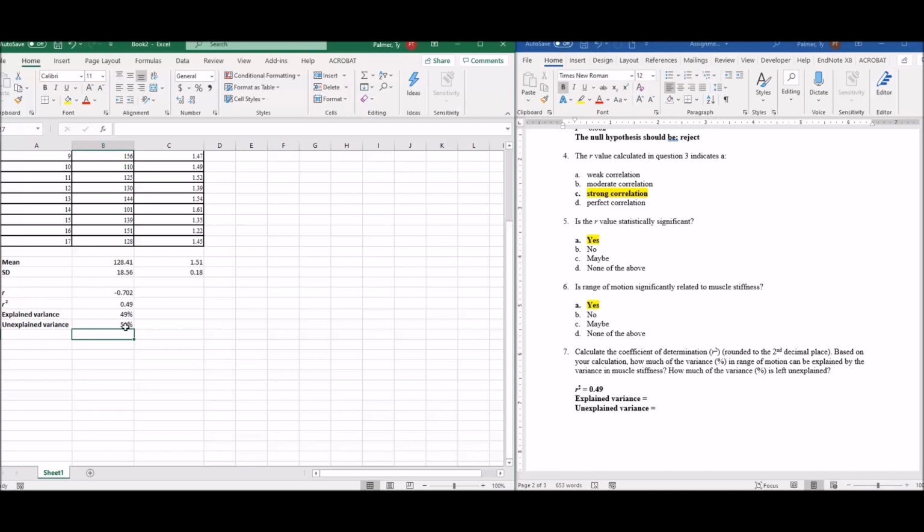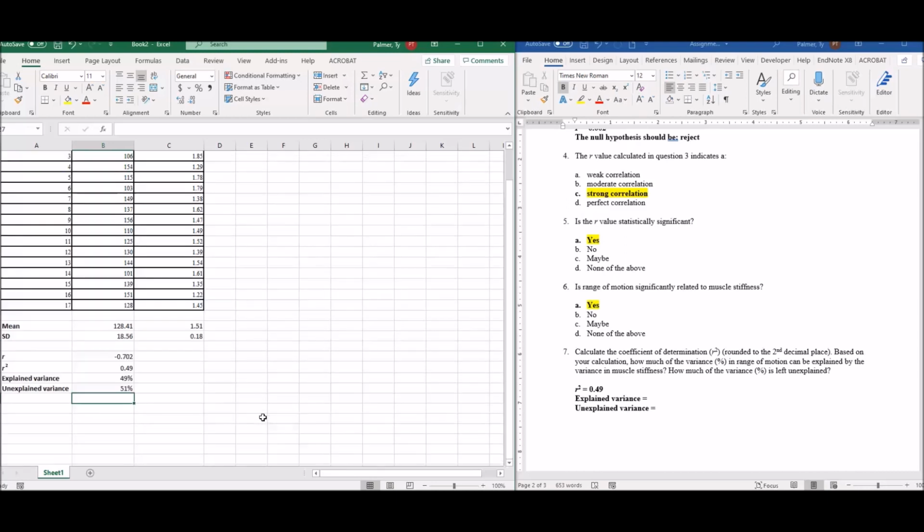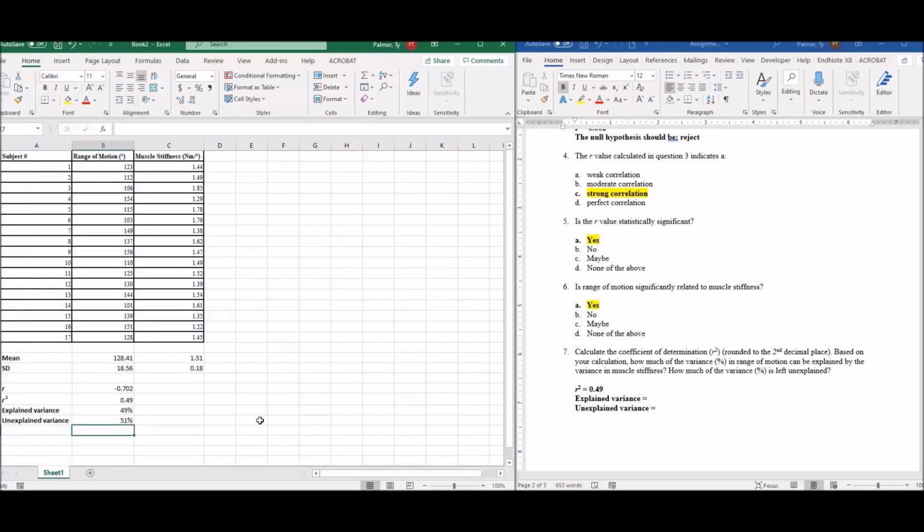So another variable that influences range of motion, just FYI, is someone's ability to tolerate pain. If you can tolerate more pain, then you can stretch further. You have a greater range of motion. And so that's another key variable that's likely unrelated to stiffness that influences or explains some of the variance in range of motion. And that's just one example.